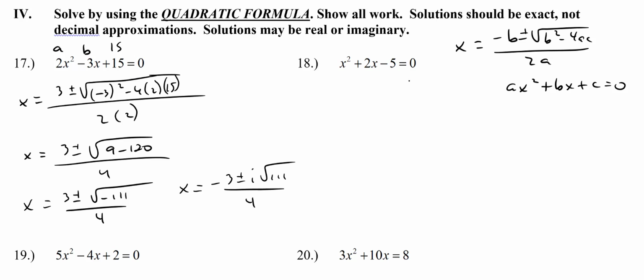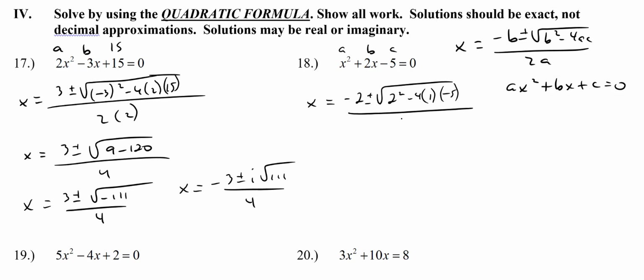Okay. So same thing, a is 1, b is 2, and c is negative 5. So x equals opposite of b, plus or minus the square root of b squared, 2 squared minus 4 times a times c, all over 2 times 1. So x equals negative 2 plus or minus, that's 4 plus 20 is square root of 24 over 2.